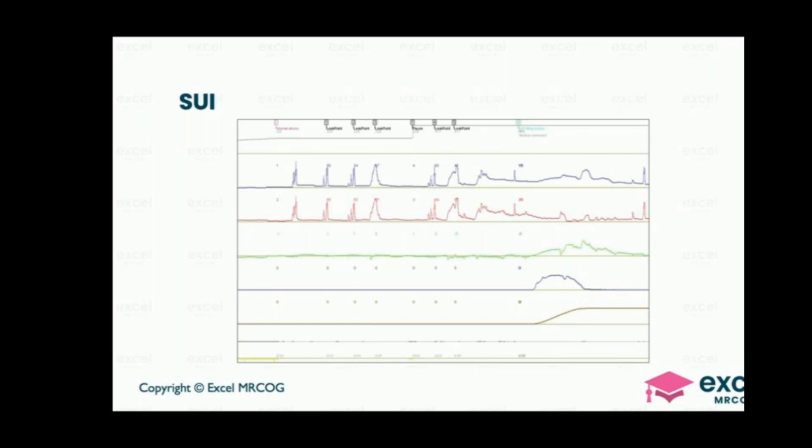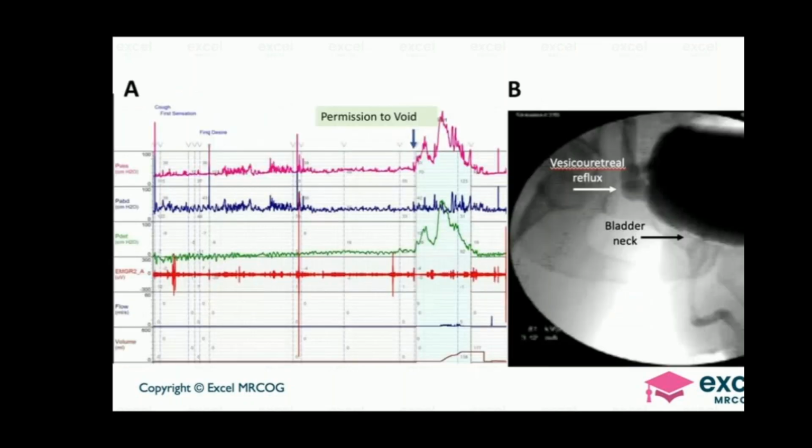This is SUI, because abdominal pressure is rising and there is leak. You can see with every abdominal pressure rise, there is leak. Considering this is Pabd on top, this is SUI. What is this? Any idea?